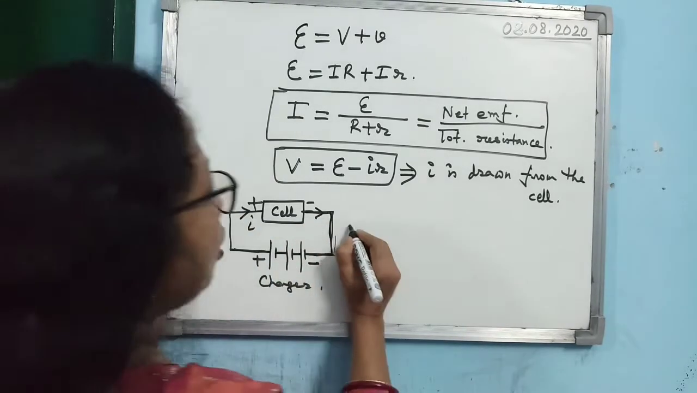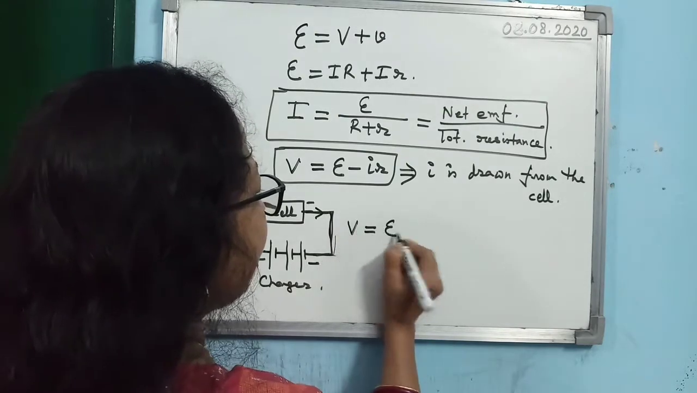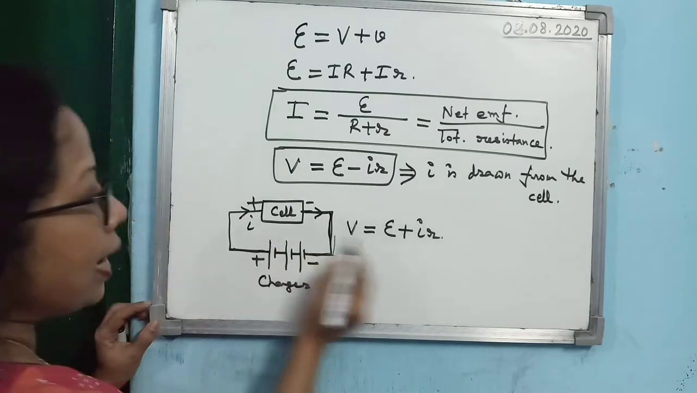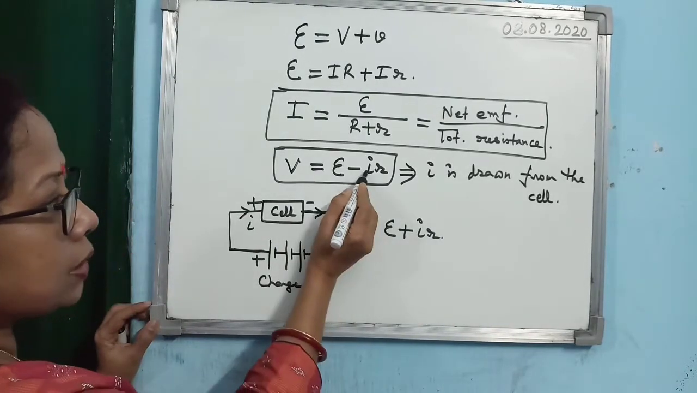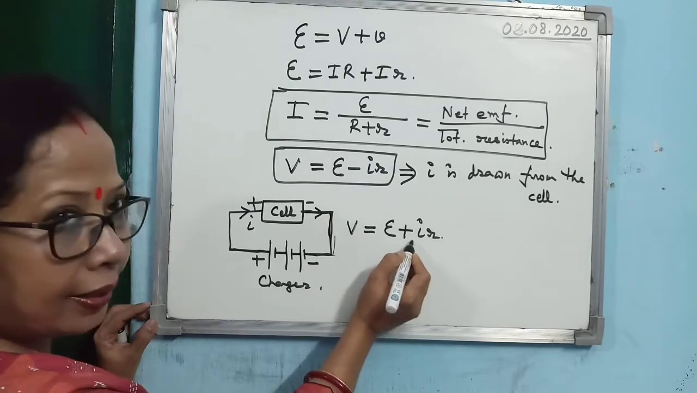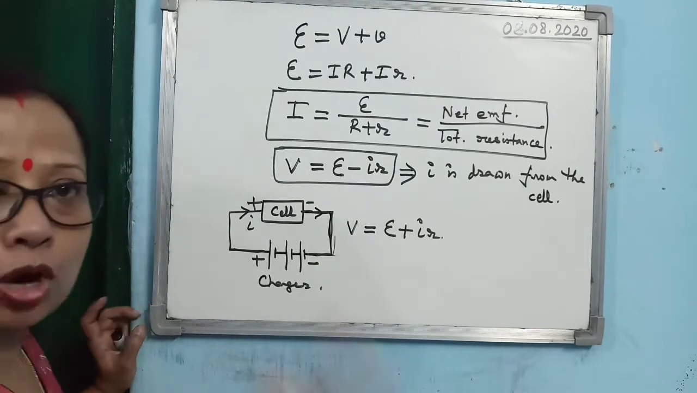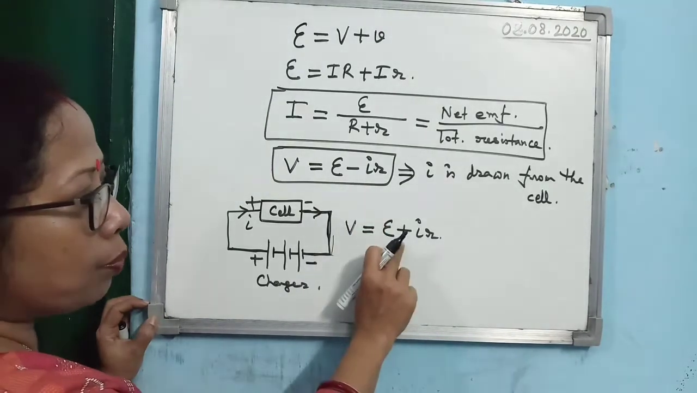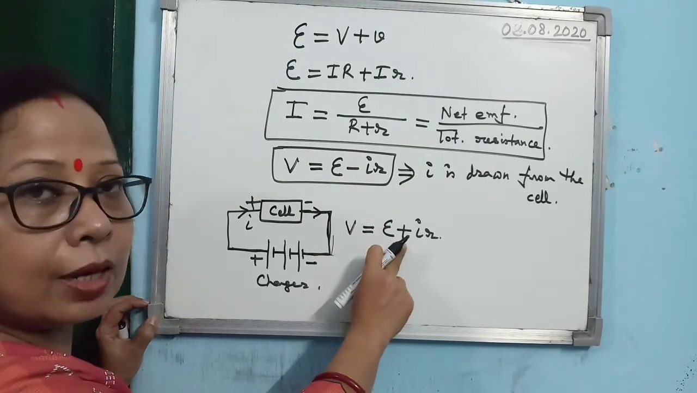Alright. So terminal PD, you can write it, it should be EMF plus I into R. Why have I written the plus sign? Because you see, here the sense of current in this relation and the sense of current in this relation is just opposite. So as it is a negative one, the sense of current is opposite. That's why I have written a positive sign here.